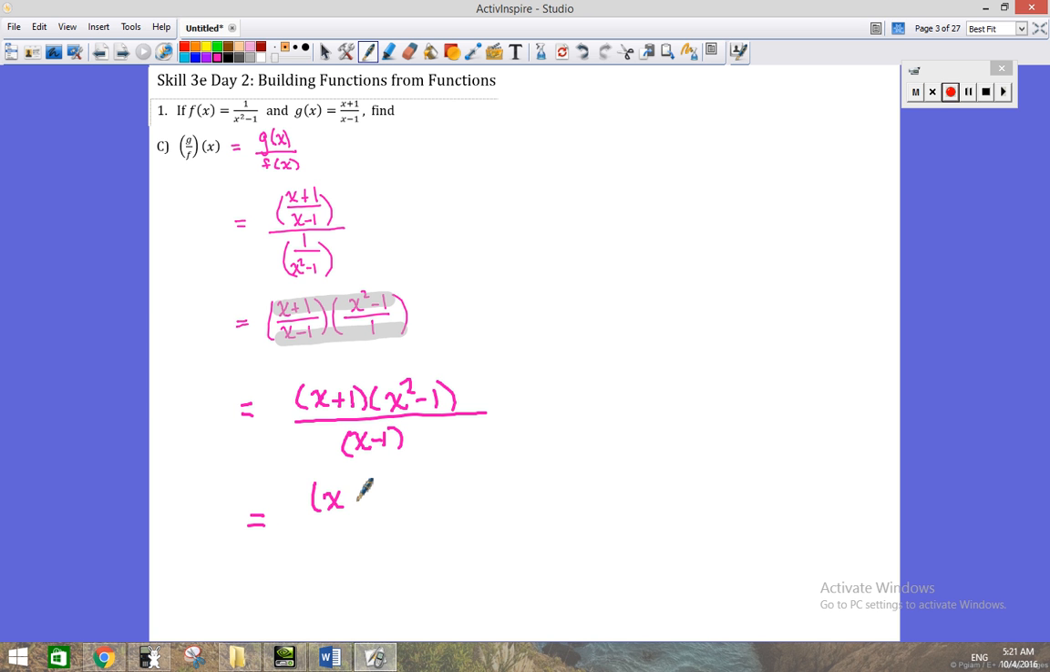We want to continue to simplify this by factoring the numerator and recognizing that the numerator and denominator have a common factor. And x minus 1 divided by x minus 1 is just 1. And when we write x plus 1 times x plus 1, we typically use exponents and say it is x plus 1 squared.